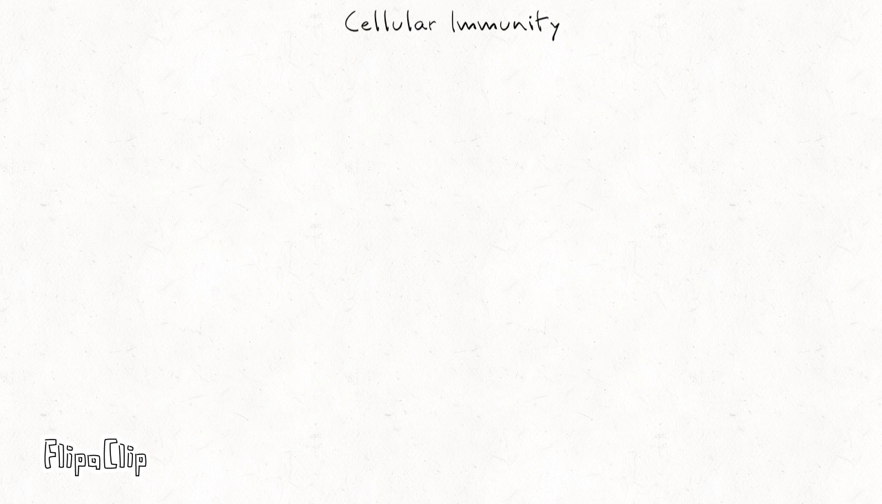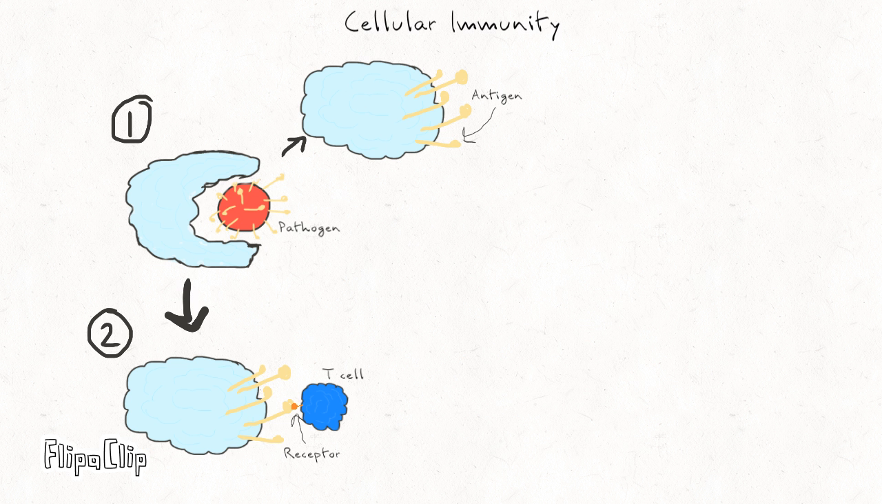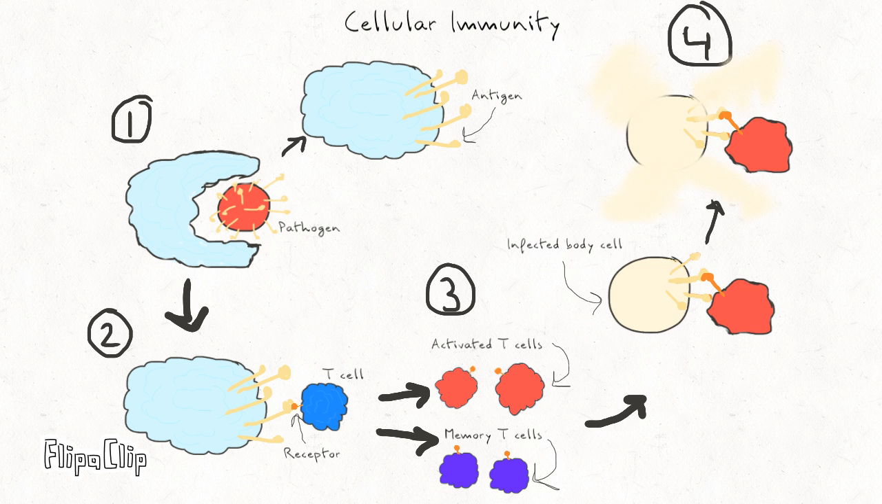Cellular immunity is an immune response that utilizes T cells. First, a phagocyte engulfs a pathogen and displays the pathogen's antigen on its membrane. Second, a T cell binds to the antigen-presenting cell. The antigen-presenting cell releases proteins that activate the T cell. Third, a T cell divides and differentiates into memory and activated T cells. Finally, the activated T cells bind to and destroy infected body cells. The memory T cells will wait for future invasions.